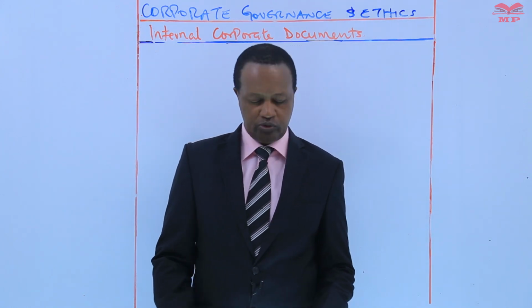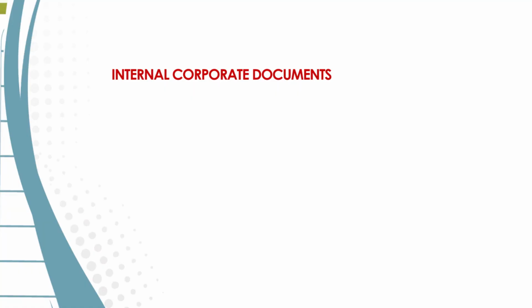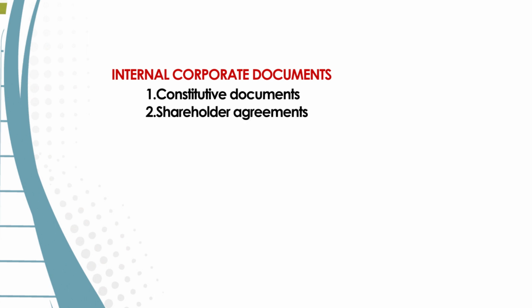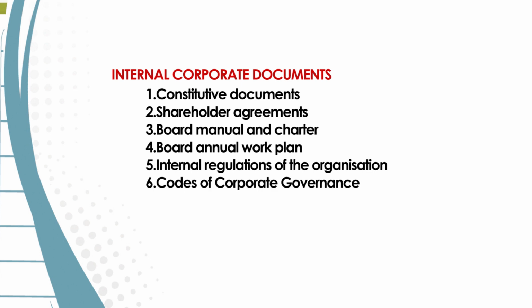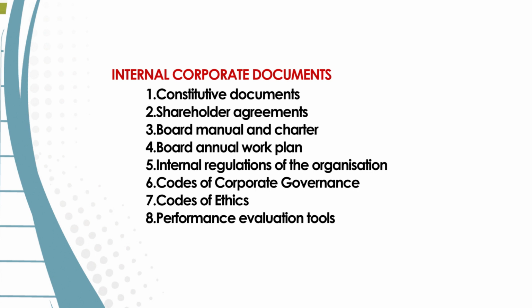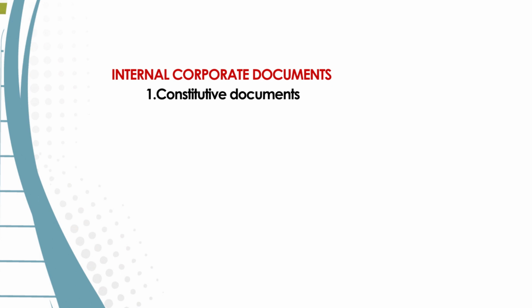Today we are going to the fifth chapter, which is Internal Corporate Documents. This chapter has 8 sub-chapters. One is Constitutive Documents. Number 2, Shareholder Agreements. Number 3, Board Manual and Charter. Number 4, Board Annual Work Plan. 5, Internal Regulations of the Organization. 6, Codes of Corporate Governance. 7, Codes of Ethics. And 8, Performance Evaluation Tools. These are 8 subtopics. Today we are going to study, first of all, the Constitutive Documents.